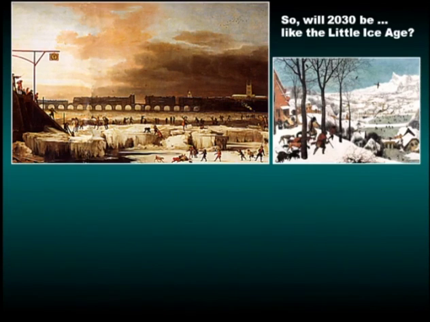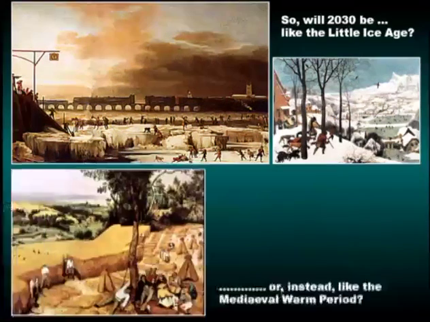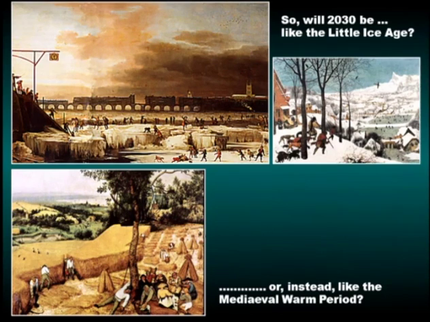Will 2030 be like the Little Ice Age, cold and Thames frozen over and all that stuff, or will it be like the medieval warm period with peasants dancing in the hay and growing wine in the north of England? So, reasonable question. What are we going to mitigate against? Are we going to mitigate against this or mitigate against this? Nobody knows. Nobody on the planet knows.